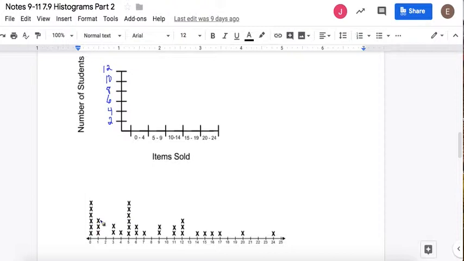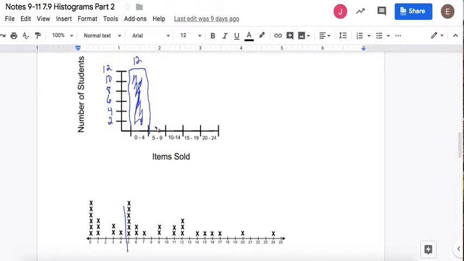Okay, so we're going to look at the line plot and find out how many students sold between 0 and 4 items. So all the X's are students. So from 0 to 4, I'm going to block this off here and count these up. And when I count these up, I get 12 X's. So there's 12 students. So I'm going to make my bar go up to 12. And I'm going to come right down here and color it in. And remember to put a 12 above.